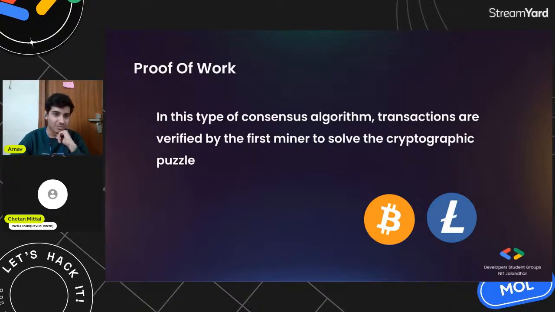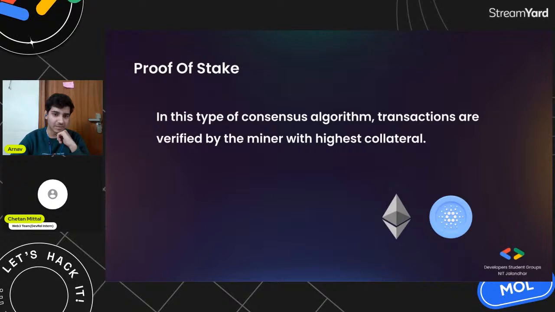Now there's something else called proof of stake. In proof of stake, we see that the miner who has the highest amount involved is basically a verifier. You can consider it in a way.